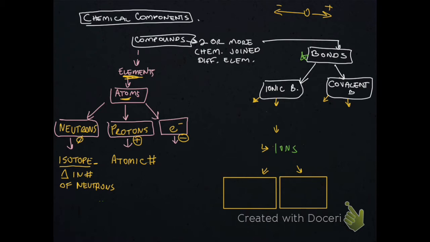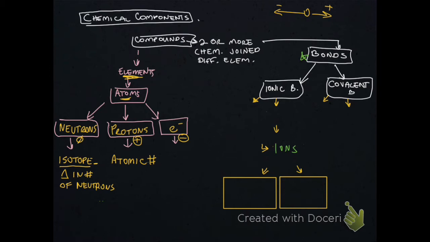And it's important to note here that if it is a neutral atom overall, then the number of protons is going to be equal to the number of electrons that you actually have. And therefore, it's going to make it a neutral atom. If it is not, then it will not be equal.